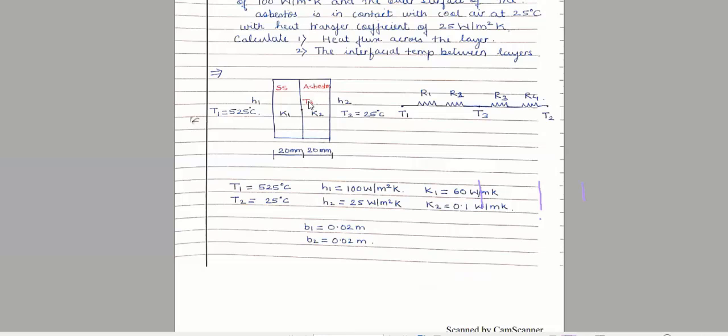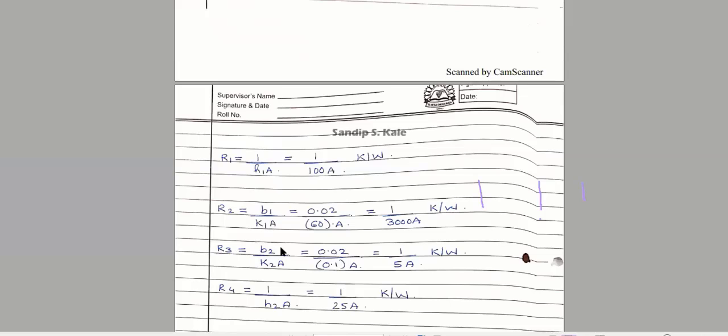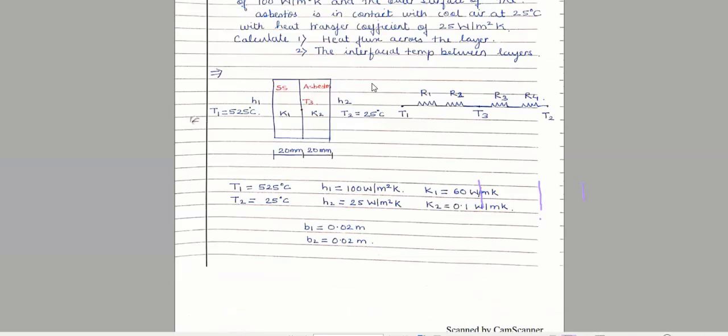Now what is the third resistance? Again conduction. So what is the formula? R3 is equal to B divided by Ka. They have used the suffix 2, that is B2 divided by K2A. Now what is this B2? B2, all of you know, is 20 mm, divided by K2, the thermal conductivity of the insulator, multiplied by A.